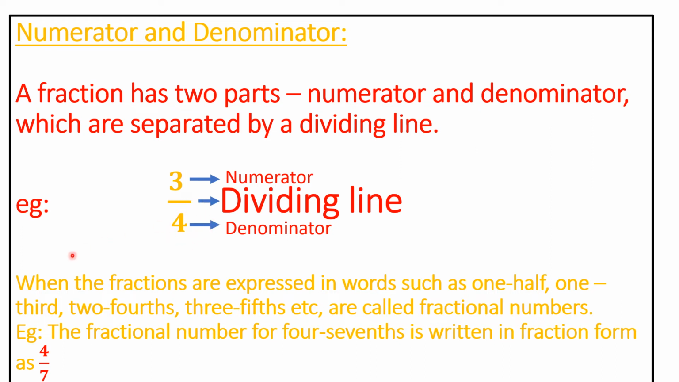So when the fractions are expressed in words such as 1/2, 1/3, 2/4, 3/5, etc., these are called the fractional numbers. Example, the fractional number for 4/7. If you have to write 4/7, then how will you write in the fraction form? It is your 4 divided by 7. So you will write in the fraction like this, 4 by 7.